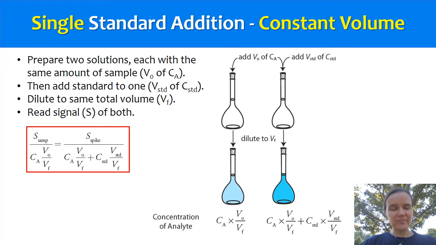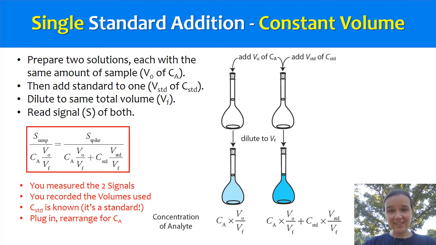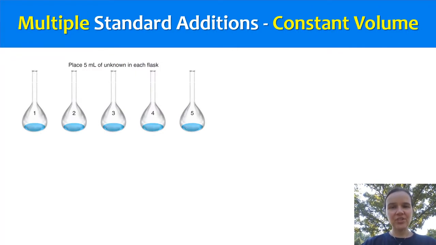Again, you're going to read the signal of both samples, and we're going to set up an equation with a proportion between the signals and the concentration, where that dilution factor appears in the formula. To work with this, it's not that hard. You measured those 2 signals, so they are known from your instrument. You recorded the volumes that you used of the original sample and standard, and the concentration of the standard is known. It's a standard after all. And so you're just going to plug those numbers in and rearrange to solve for the concentration of analyte in your original sample. For multiple standard additions, you take the same approach, but now you have additional standards.